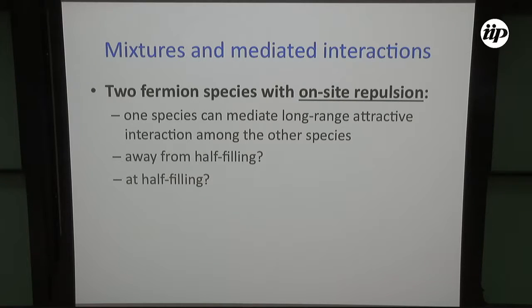The answer lies in the fact that even though the starting microscopic Hamiltonian is only on-site repulsion, once you have mixtures, one species can mediate long-range attraction among the other species. We'll then investigate what happens away from half-filling, looking at how this long-range attraction leads to non-zero angular momentum BCS states, and also density wave states at half-filling. So that's what we set out to do. Very simple and clear question.